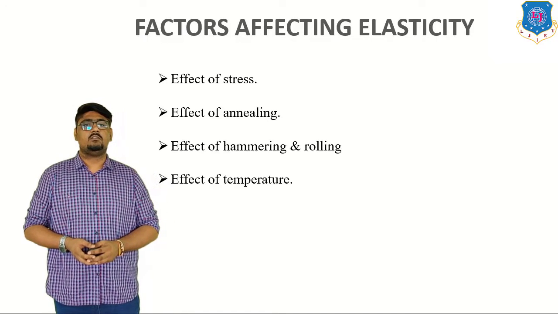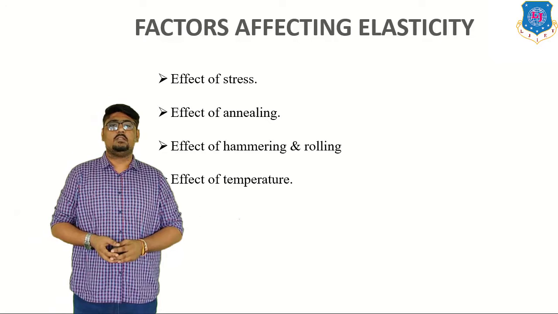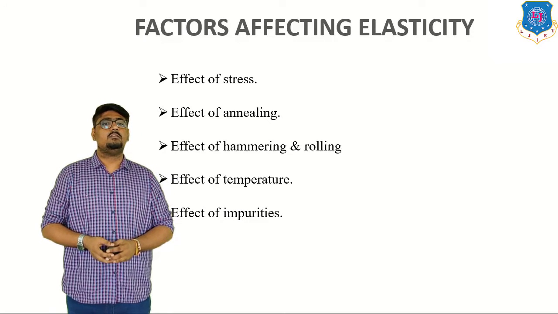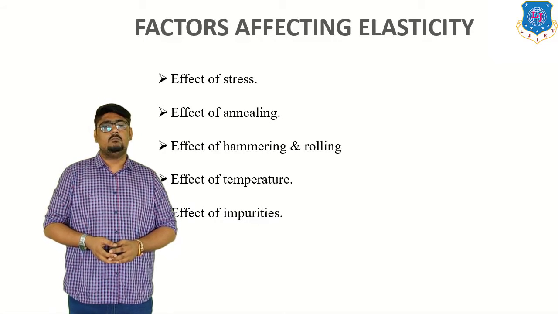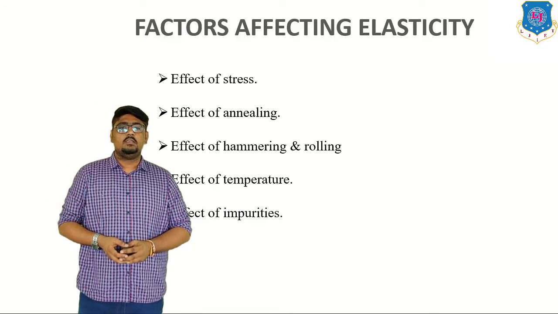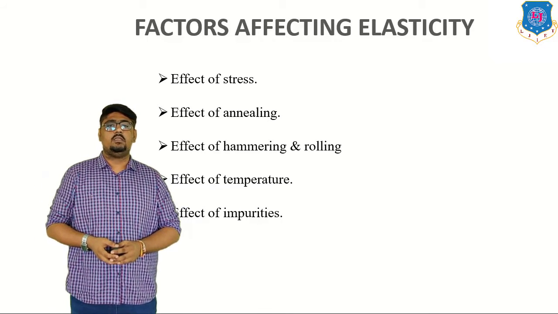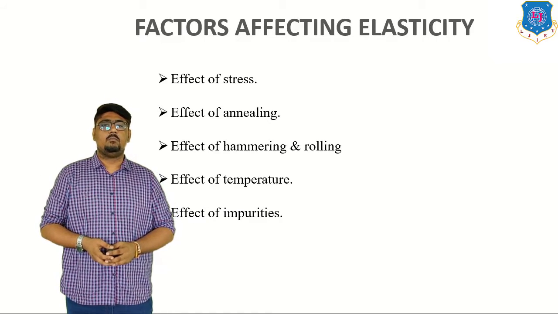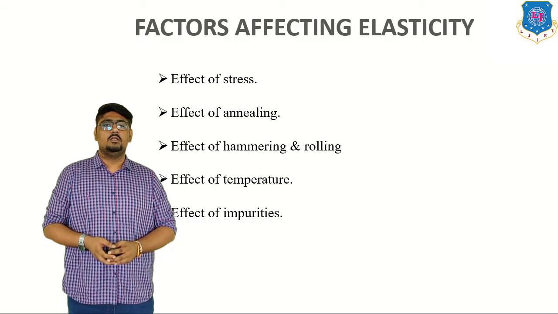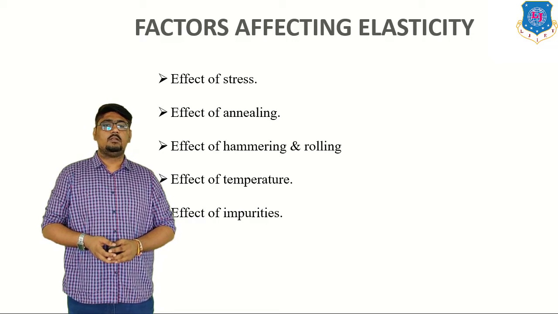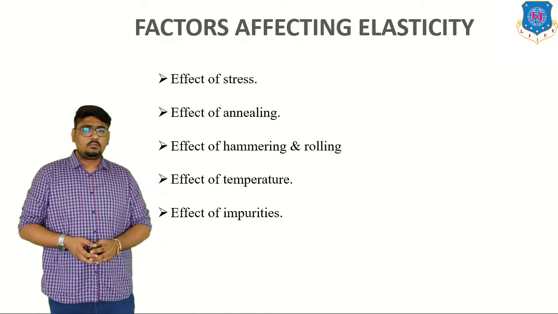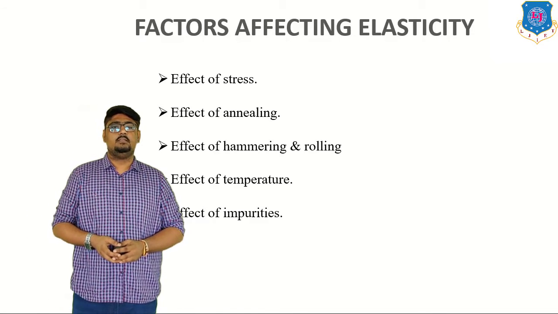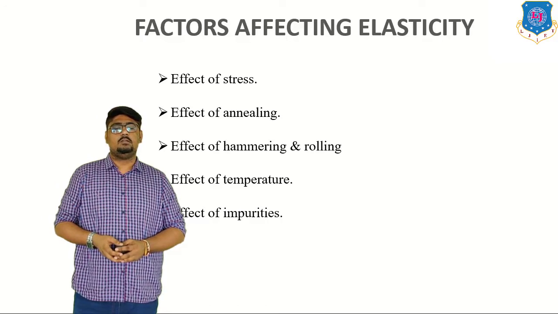Now next factor is the effect of impurities. The elastic property of the material depends on the percentage of impurities added in the material. The increase or decrease in the elastic property is dependent on the type of impurities added to it. For example, when potassium is added to gold, the elastic property of the gold increases. When carbon content of more than 1% is added to molten iron, the elastic property decreases.